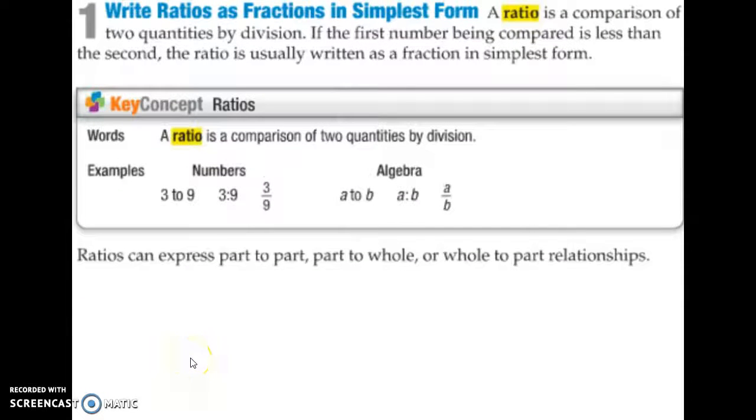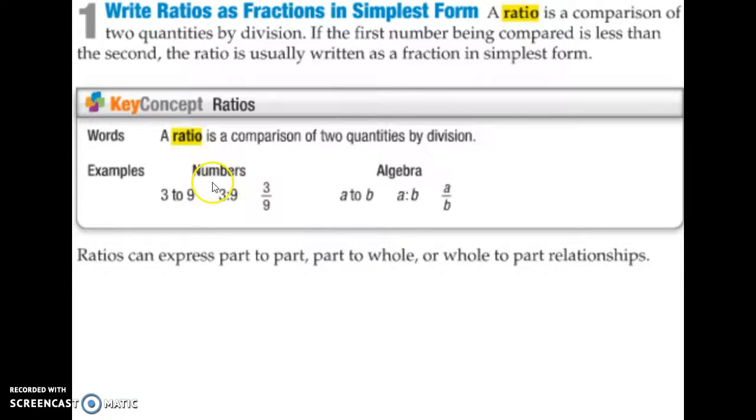There we go. Ratio is a comparison of two quantities by division. Most commonly you see these written as fractions. You're comparing the first number to the second number. And if you see in the box down here, a couple examples, we can write a ratio 3 different ways. We can put the first number, the word "to", and then the second number. We can use a colon, which is read the same way, 3 to 2. And then we have our traditional fraction. This is the most common way to write a ratio.